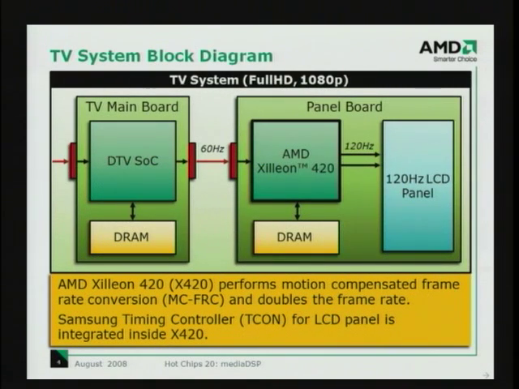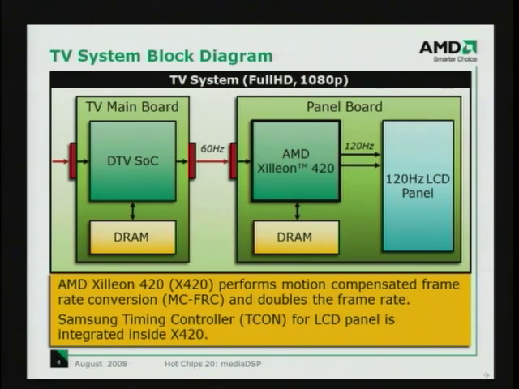So this technology is in modern TV sets today. If you take a TV set apart, you'll see that there are two main boards: the TV motherboard that has your DTV SoC on it, and a panel board that is located up close to the flat panel itself. Our AMD Xeon part resides on the panel board, and it does the frame rate conversion and doubles the frame rate.